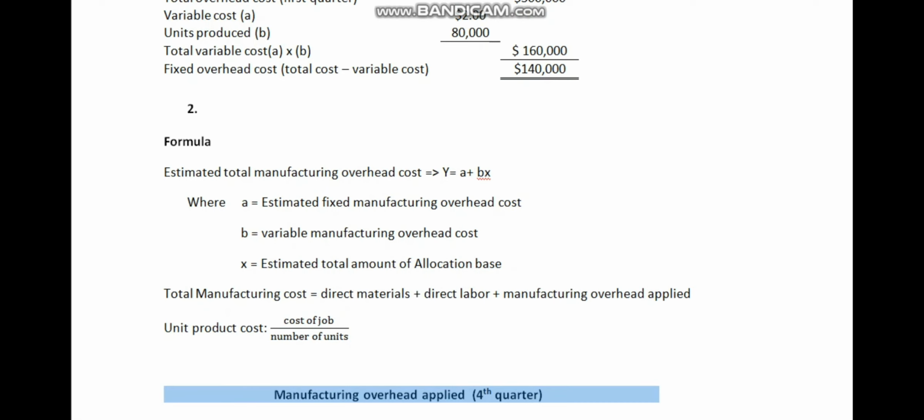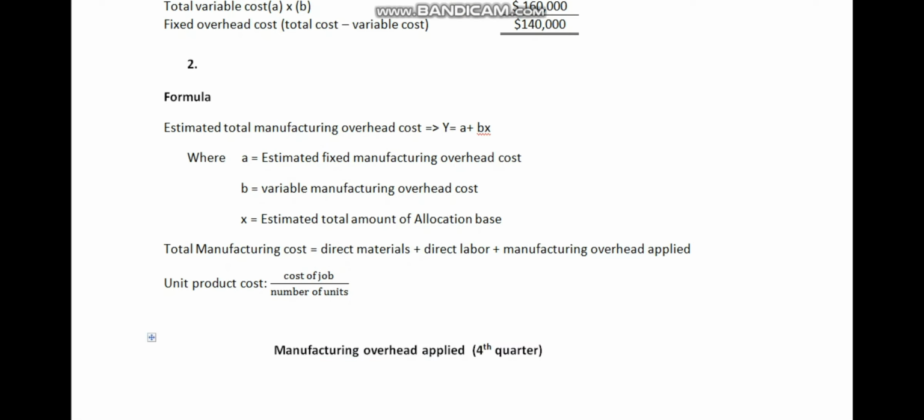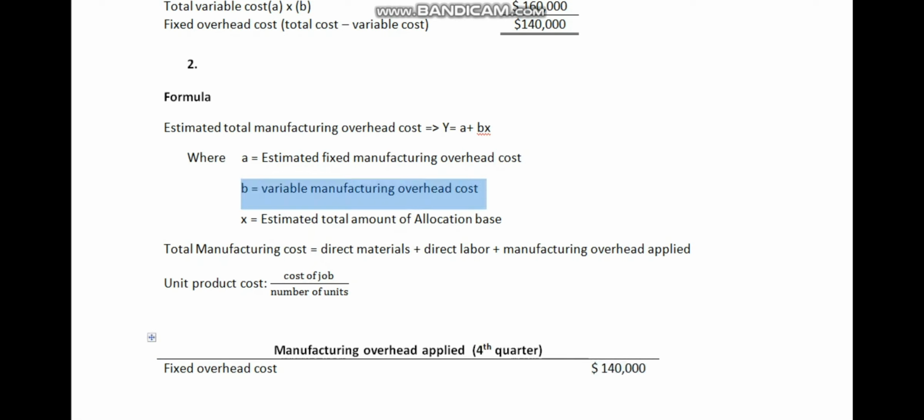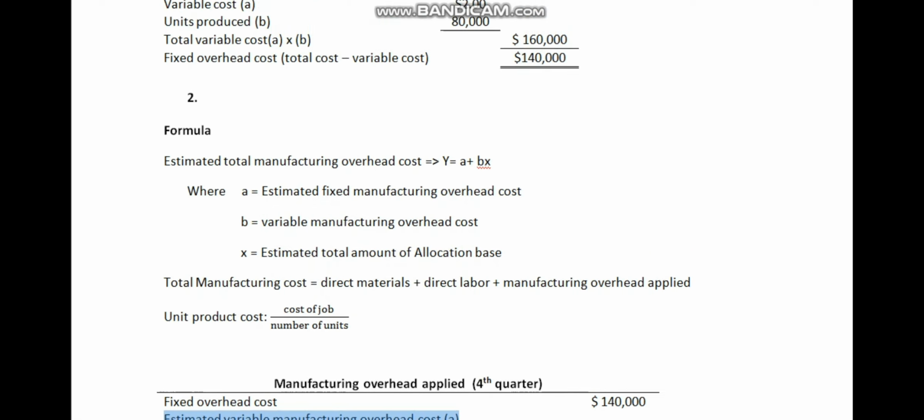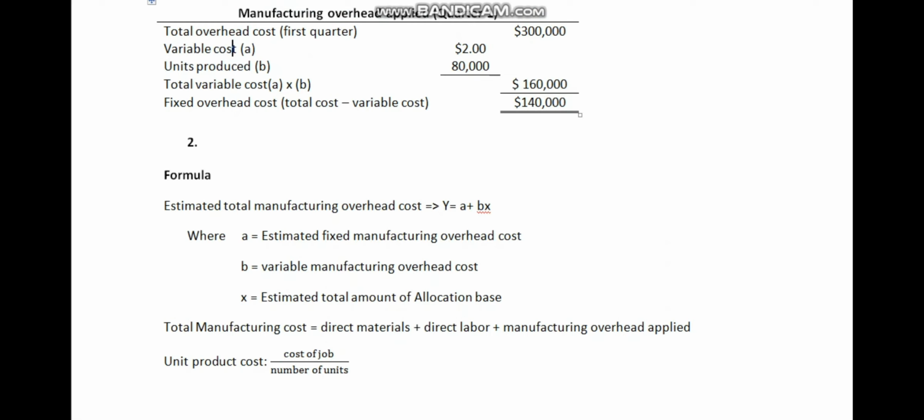Manufacturing overhead applied for quarter 4. The fixed overhead cost we have calculated in our previous requirement, that is $1,40,000. I'm going to put this value. The variable manufacturing overhead cost was mentioned in requirement 1, that was $2. It's also mentioned here in the solution, that's $2. I'm going to put this value here.